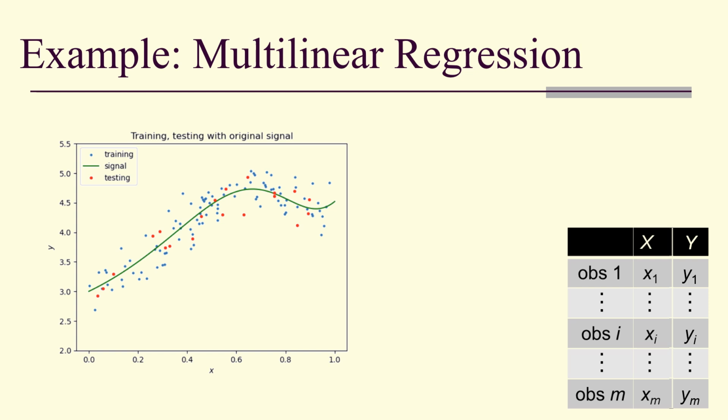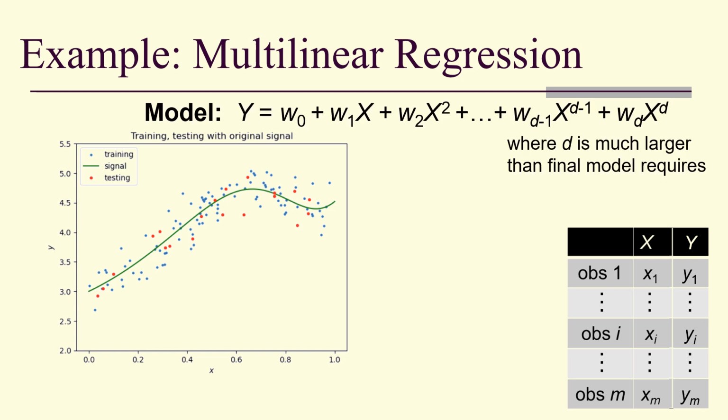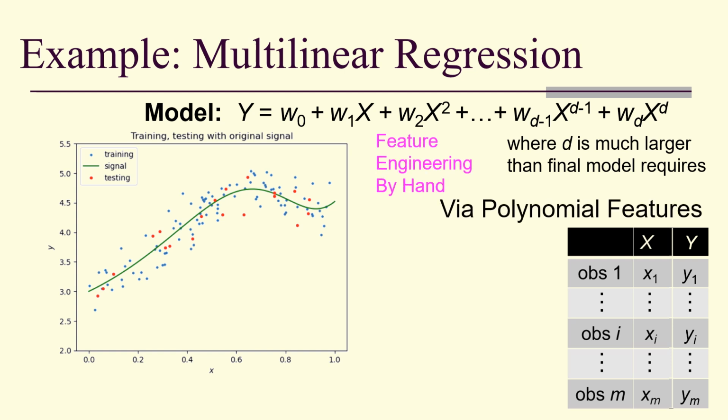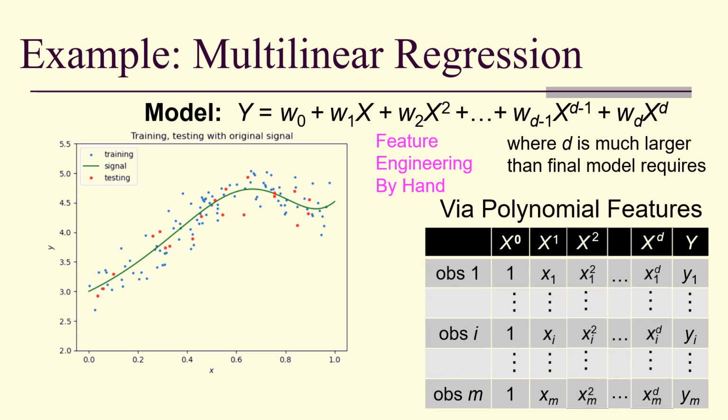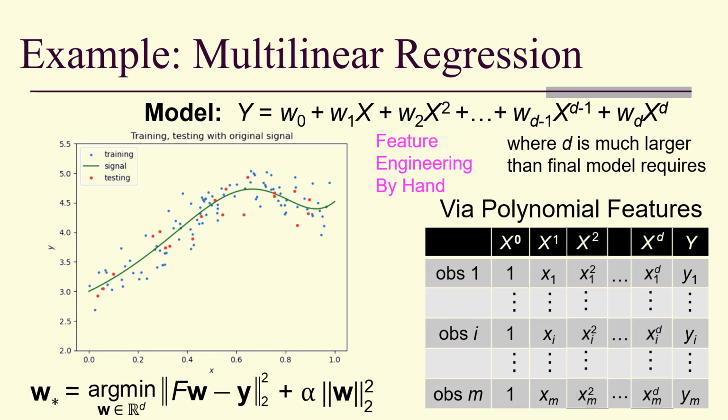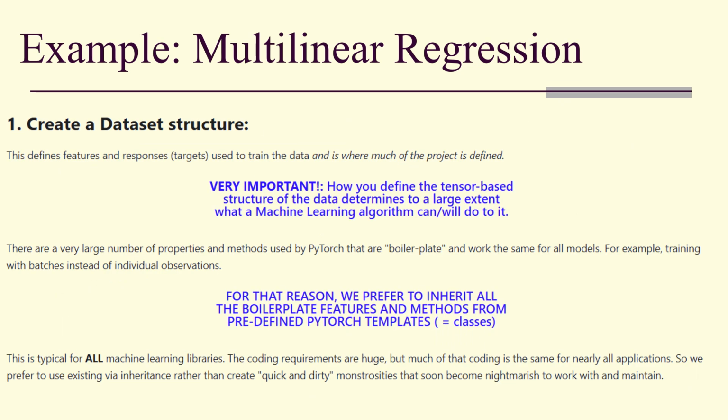So we've seen this example in the past where we have a signal and we added some noise to it, and then we ended up sampling to get a training set and a testing set. And we want to fit it with this high degree polynomial model. Do feature engineering by hand. And then we have to do ridge regression. So we're going to look at multilinear regression.